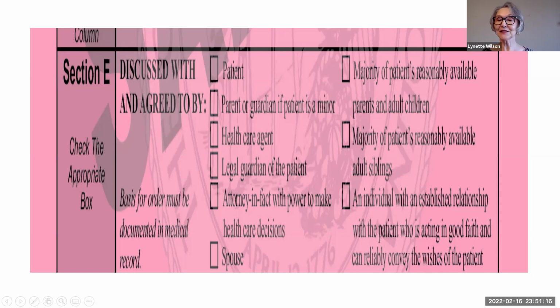So this part is likely to be different in different states, depending on how they establish who can make decisions for the person if there's not a guardian or a healthcare power of attorney. If the patient is able to make and communicate his desires known and communicate those to the healthcare team, he is the only person who can sign this form.